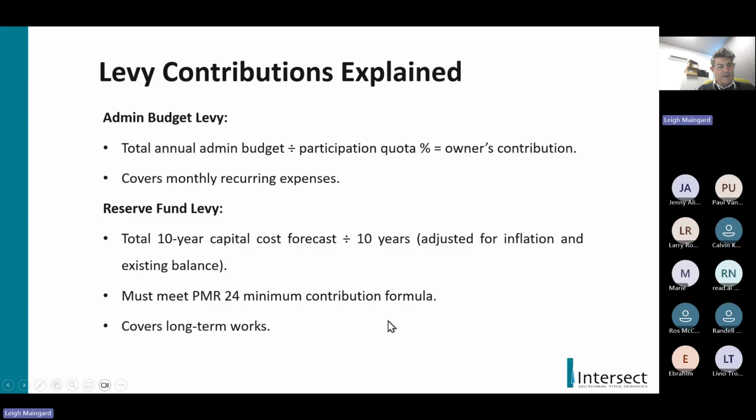So the calculation must meet Prescribed Management Rule 24, where the minimum contribution formula is applied. I mentioned that earlier, and as we've said before, it covers long-term works of maintenance.